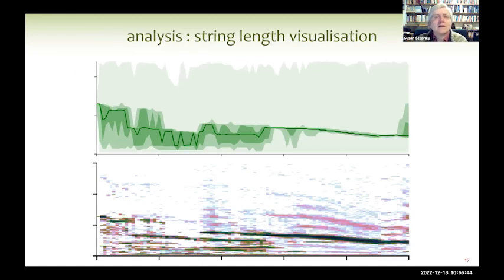So here's a little picture of some of the analyses that we did. Again, it's time along here and numbers of strings up here. This is the same data, but plotted in two different ways. What we're plotting here is the length of the strings. Actually, we're plotting the distribution of lengths of strings. And at the top one here, the dark line is the median length, and then we've got various quartiles and percentiles to show the range.